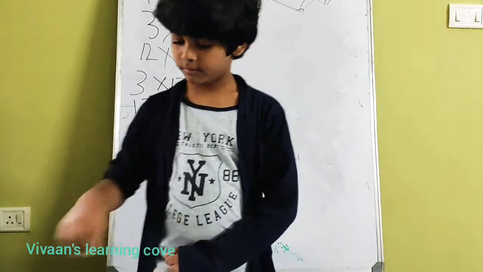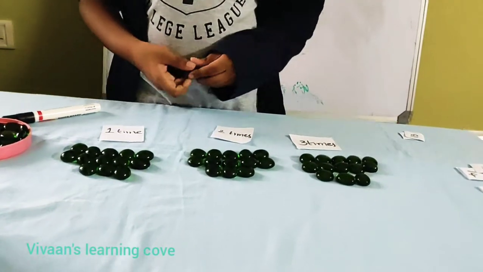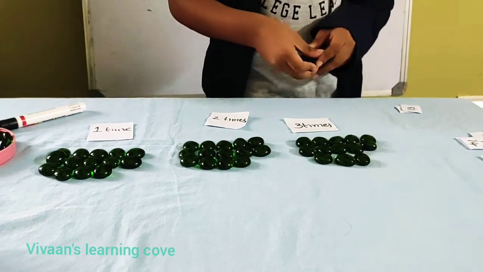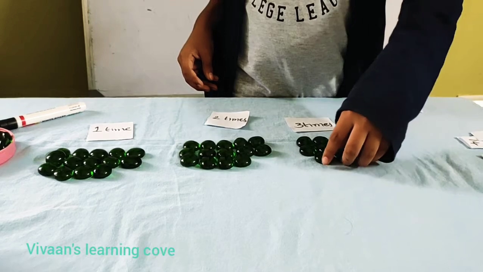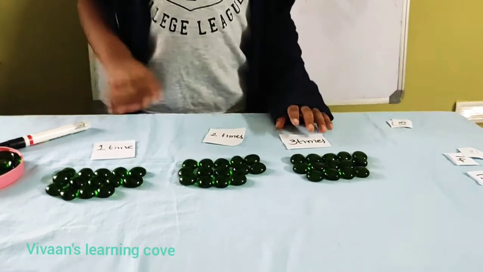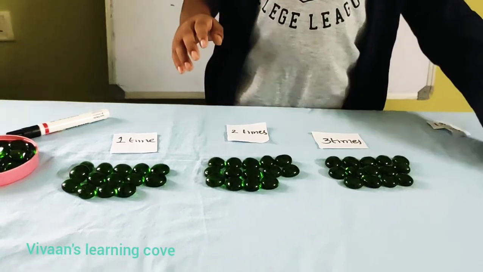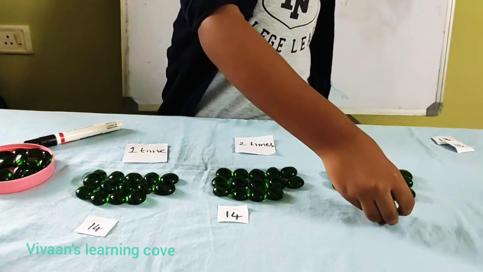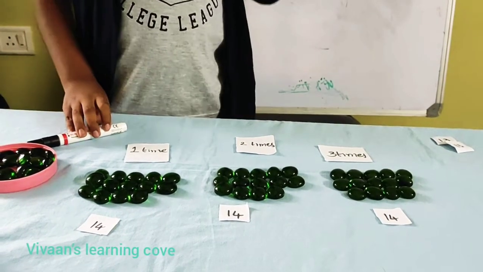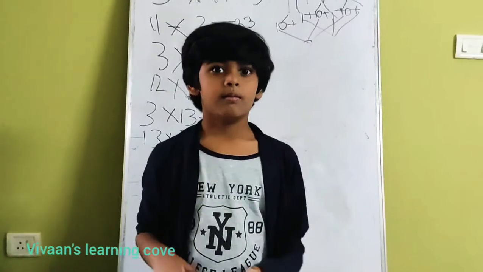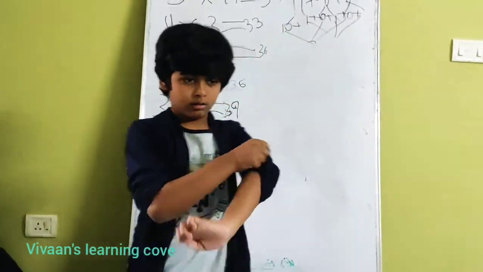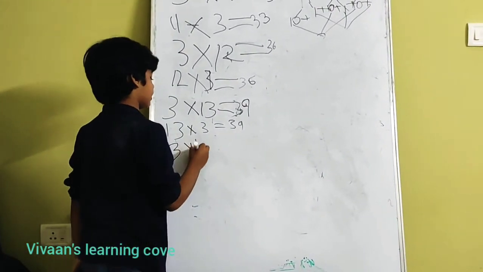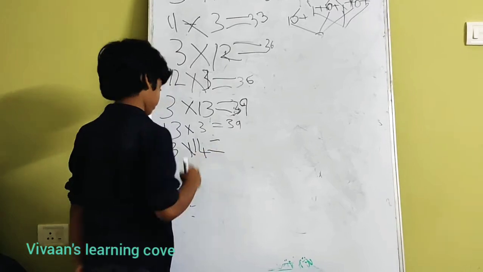Let's do 14. We're going to add 1 to each group. 1 more to group 1, 1 more to group 2, and 1 more to group 3. So, I'm going to use these cards to represent that there are 14 in group 1, 14 in group 2, 14 in group 3. So, there are 3 14s. Meaning 3 times 14. I write it like this. 3 times 14 equal to.